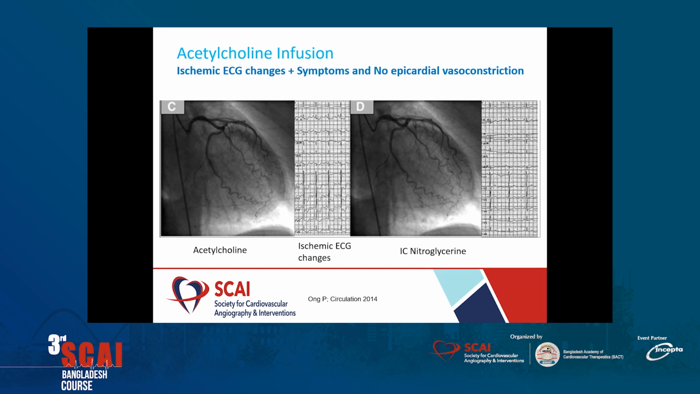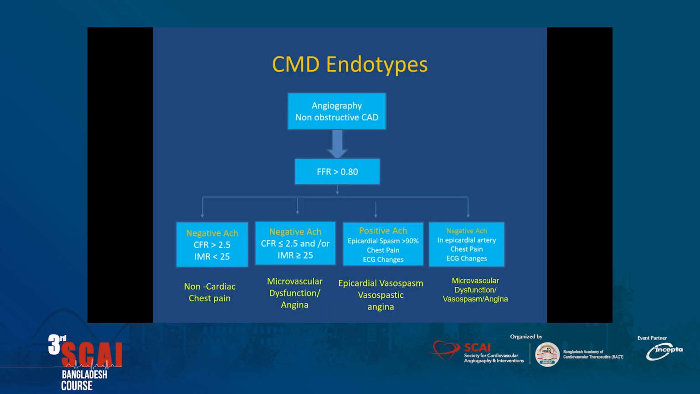This EKG has significant multiple ST depression in multiple leads, and patients have chest pain. So what is the difference between that one and this one? That one is the epicardial vasospasm called vasospastic angina. This one is called microvascular spasm. And this will dictate how you treat those patients. So this is very important. So this is a microvascular spasm.